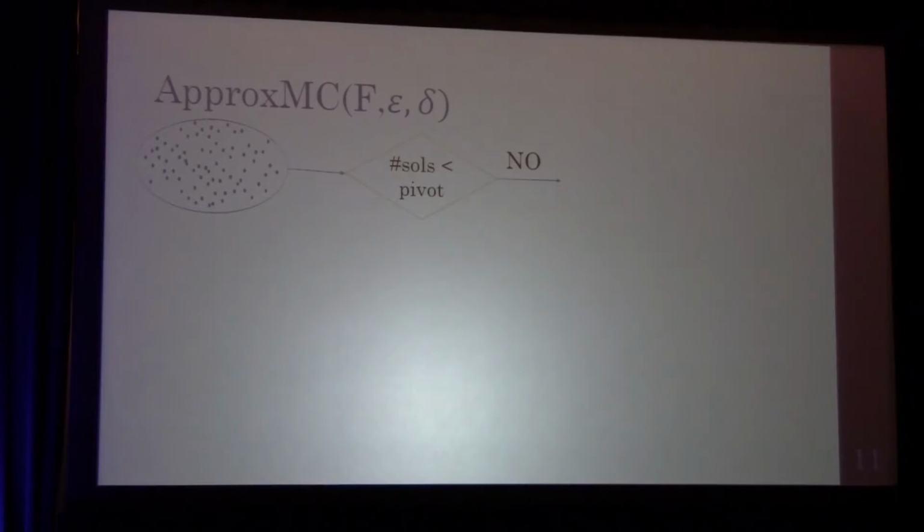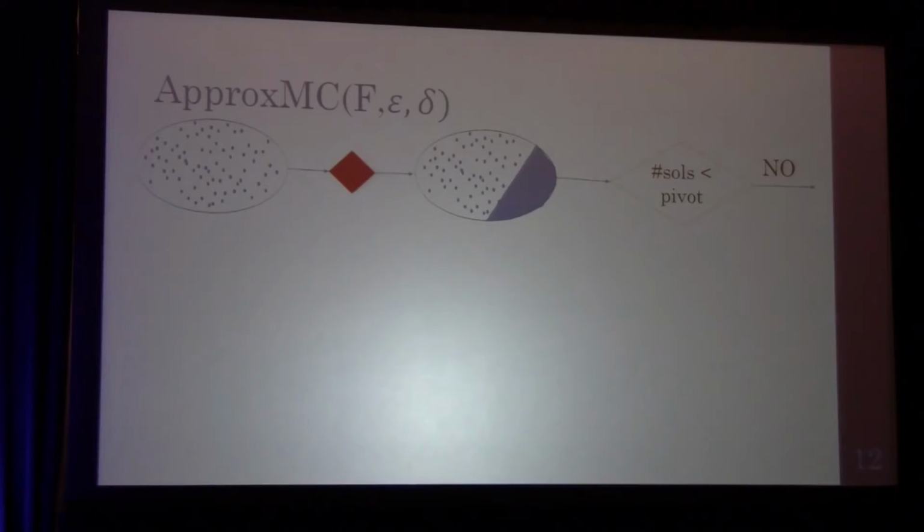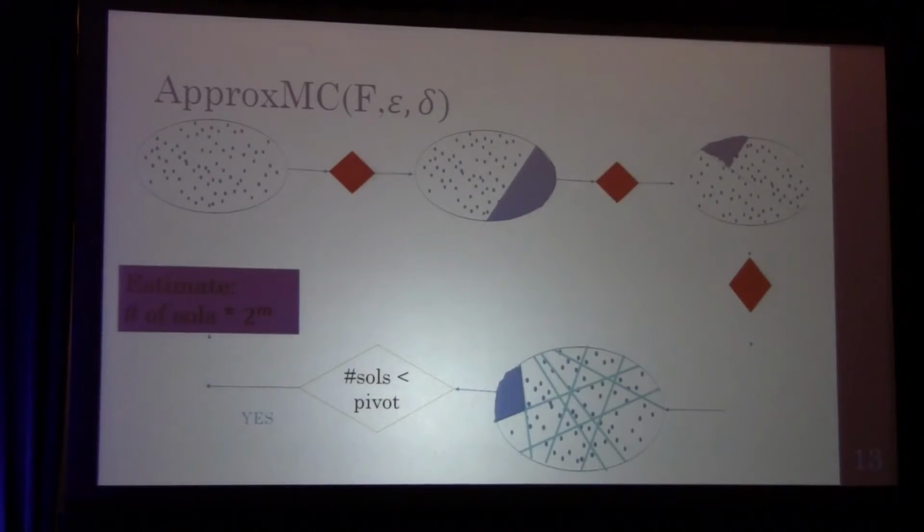So how does the algorithm look? We start with the problem, we treat the whole problem as one cell. We ask if the number of solutions is less than pivot. If the answer is no, we partition into 2 cells, pick one of the cells randomly, and ask again if the number of solutions is less than pivot. We keep doing this until we reach a point where the number of solutions is indeed less than pivot. When I mentioned that the hash functions have to be independent, what it means is that over these steps, when you are partitioning, you cannot reuse the cells from the previous partition. You have to partition the solution space into different cells completely independently.